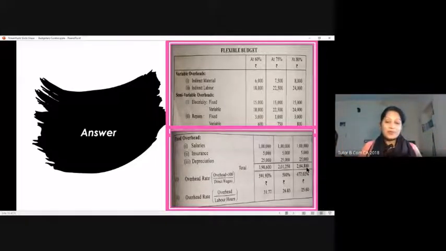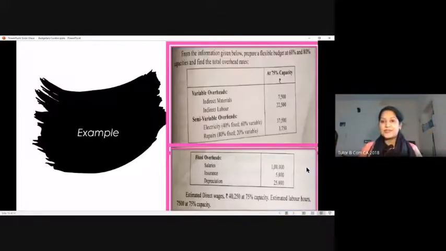Now what we have to remember is there is one more question which is being asked: find the total overhead rates. Right. Now we need to find out the overhead rate, total overhead rate. They asked us to prepare a flexible budget, and that's somewhere you all will make a mistake. You will straight away find, okay, it is flexible budget, I'll prepare a flexible budget. Yes, I finish. You will close the question and go.